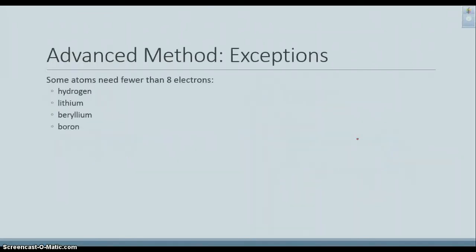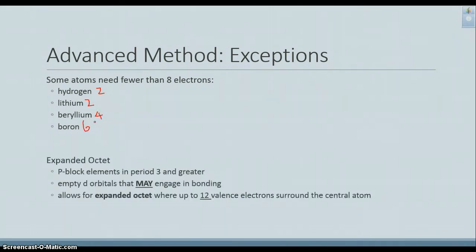Some exceptions you have to know. Some of these right here need less than 8 electrons. Hydrogen only needs 2, as we saw earlier. Lithium only needs 2. Beryllium needs 4. Boron needs 6. And also you should recognize that there's an expanded octet where any p block elements in period 3 and greater, so period 4, 5, 6, remember p block is the right 6 columns. These empty d orbitals may engage in bonding and allows for something called an expanded octet, where up to 12 electrons can surround the central atom.